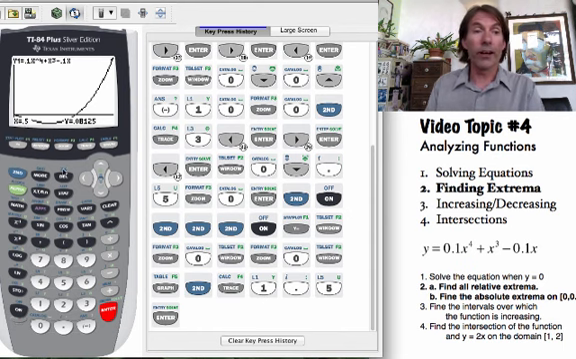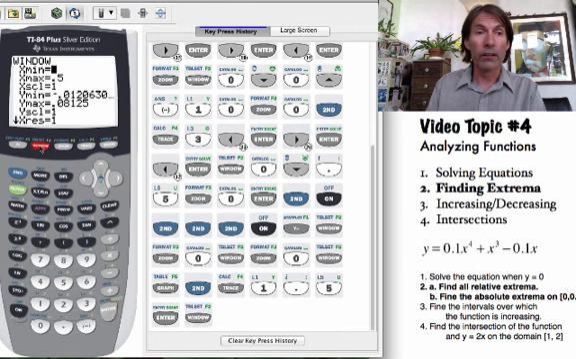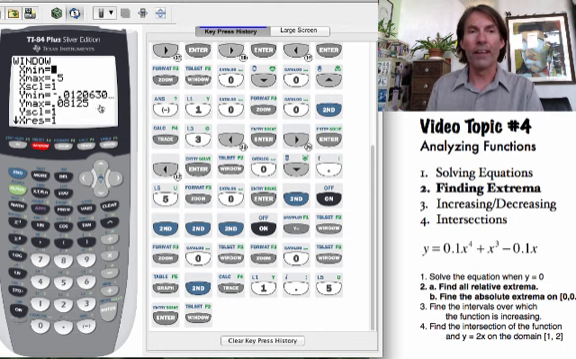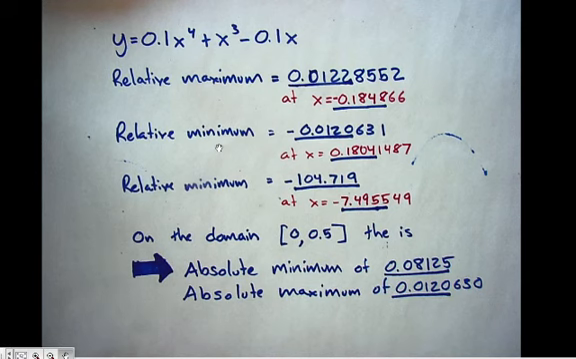I can also find those values if I look at the window. Now the window will automatically set the absolute maximum and the absolute minimum for the window of that region, unless there's an asymptote. So you have to be careful that you're seeing the whole graph. But if you are, look at, there's the absolute maximum and the absolute minimum right there in the y min and y max.